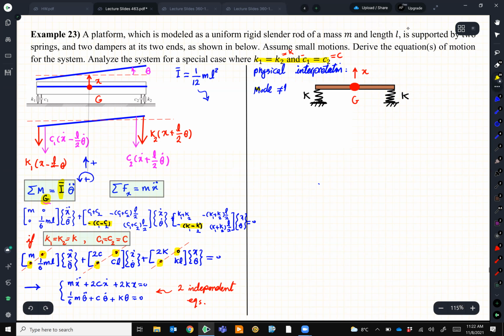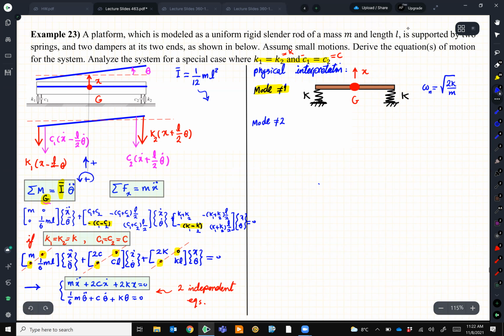Mode 1 is the system only moves up and down. The proof is here because my equations tell me that there is no theta. It's only x. So if I have this system that moves up and down, it means I have the natural frequency for this system, which is simply the square root of 2k over m, right? Because my stiffness is k plus k, 2k. This system has only 1 degree of freedom, and we know how to solve it. And my equations also show the same thing. What is my mode 2?